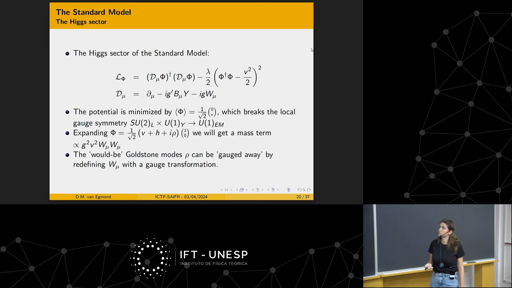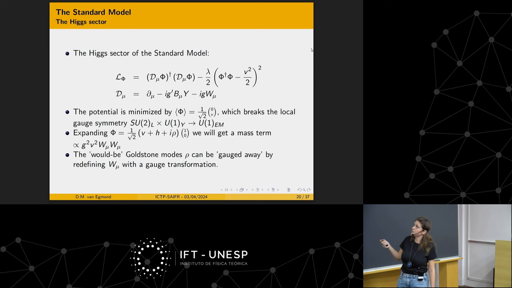So the answer to the first question was, the symmetry that's broken is the local gauge symmetry. The second question was, what about the Goldstone modes? And this answer to the first question answers the second question, because if the symmetry that's broken is a local gauge symmetry, the Goldstone modes are not real particles. They are what's called would-be Goldstone modes. And they can easily be gauged away, or eaten up, as they say.